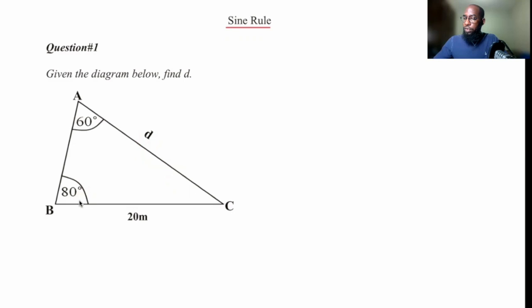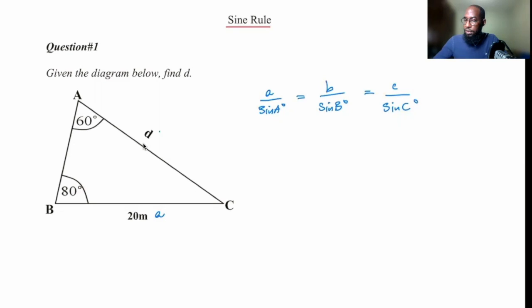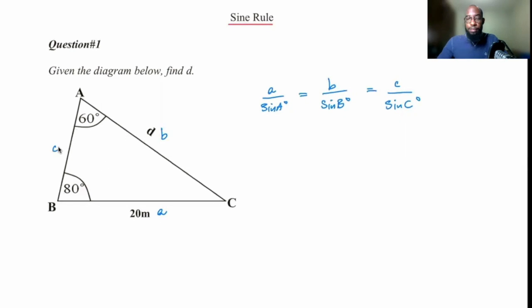The general form for the sine rule is a over sine A degrees is equal to b over sine B degrees, and that is equal to c over sine C degrees. It doesn't mean that you're using all of them, you're using 2 out of the 3. All right, so let's set up this question here. If this is capital A, well, this common a here, capital B across here is common b, capital C across here is common c, right?